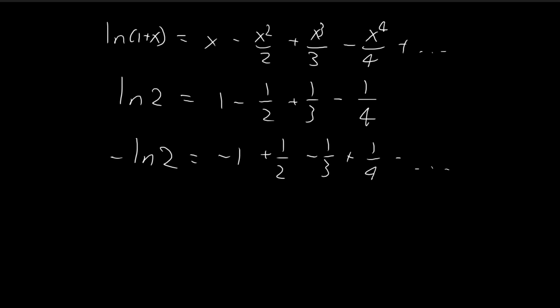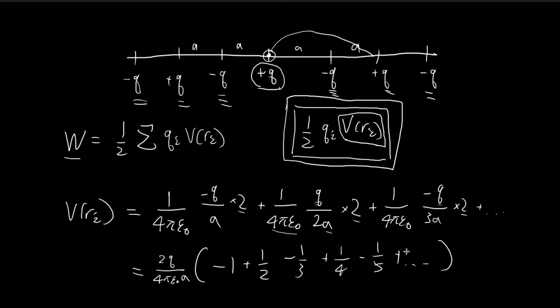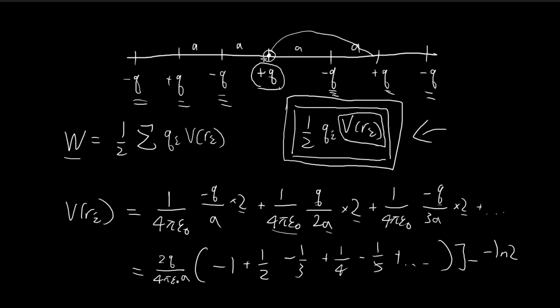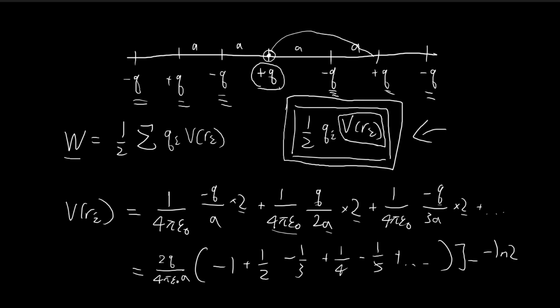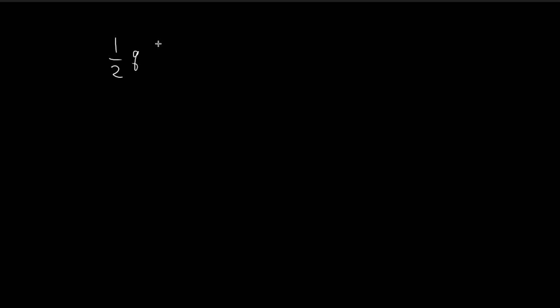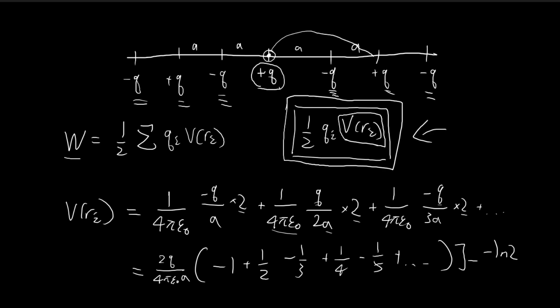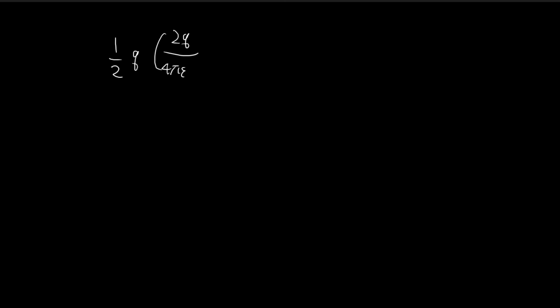And so comparing it with this expression, you can see that this is actually equal to negative natural log of 2. And so now we can plug this back into this expression over here. So the amount of energy contributed by this particle is equal to 1/2 times the charge of the particle itself, so it's Q, times the potential at that very location, which is equal to 2Q divided by 4 pi epsilon A times negative natural log of 2.